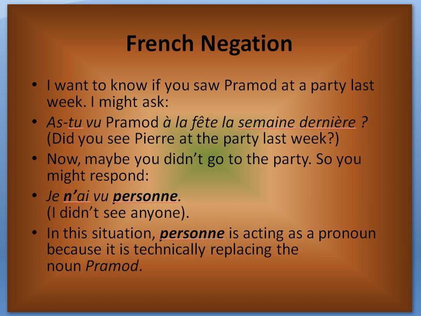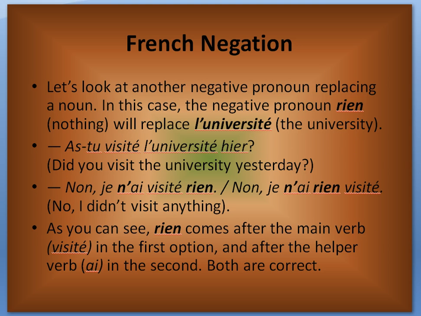For example, if you're asking if you saw Pramod at a party last week, you can ask, As-tu vu Pramod à la fête la semaine dernière? Now, if you didn't see Pramod, then you can simply say, Je n'ai vu personne. As you can see, personne, the pronoun, comes right at the end of the sentence, rather than after the conjugated verb.